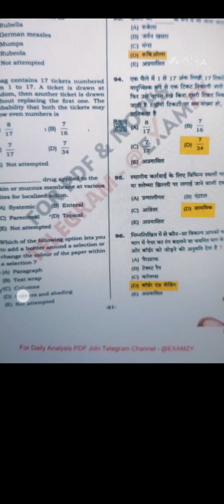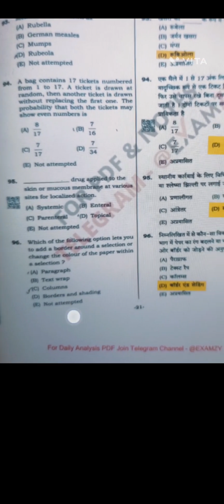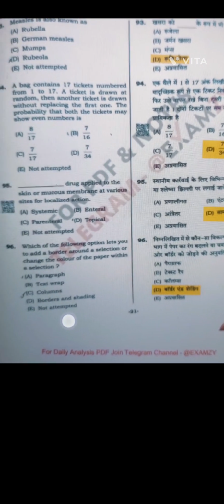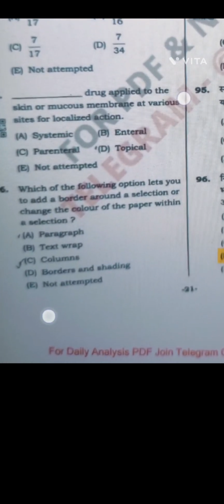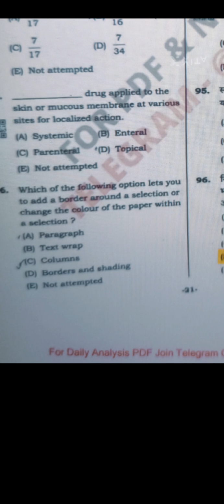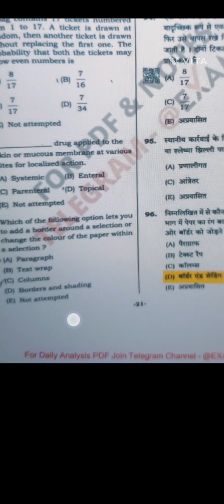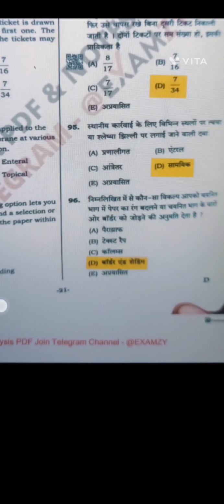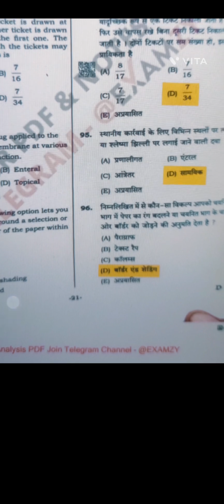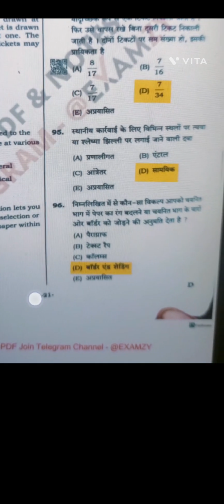Now let's talk about only the computer questions, and the next question is: which of the following options lets you add a border around a selection or change the color of the paper within a selection? That is called border and shading. In Hindi, निम्नलिखित में से कौन सा विकल्प आपको चयनित भाग में पेपर का रंग बदलने या चयनित भाग के चारों ओर बॉर्डर को जोड़ने की अनुमति देता है? तो दैट इज बॉर्डर एंड शेडिंग.